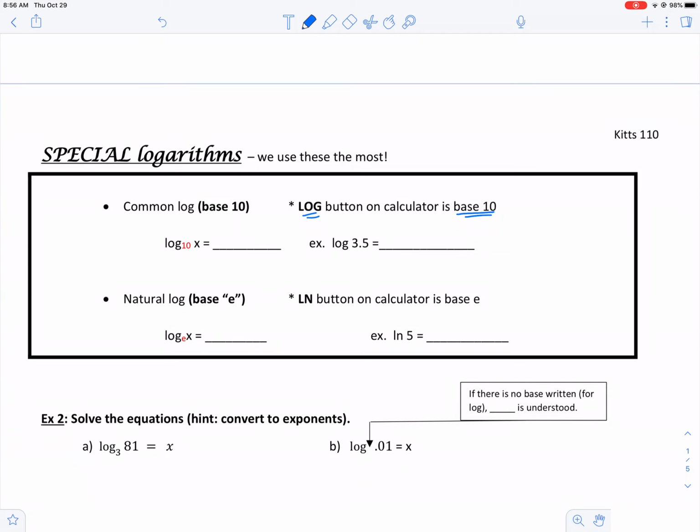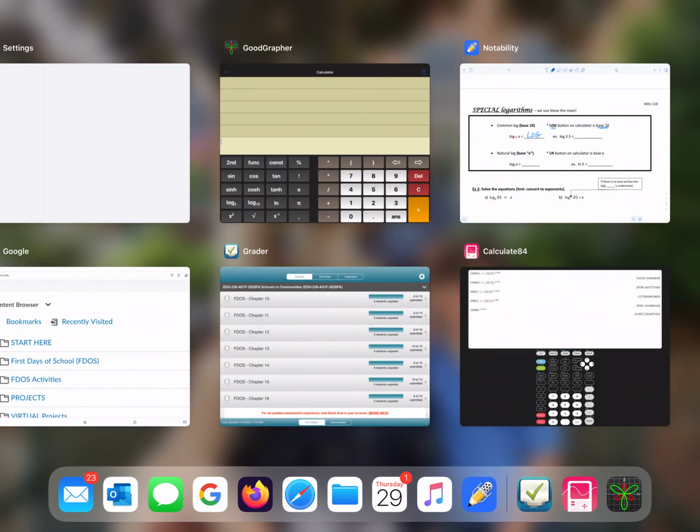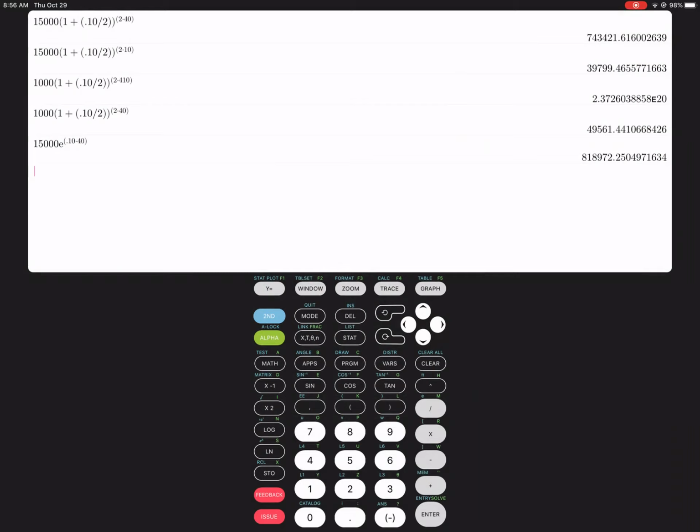So all you're going to do is put that in, oh, that's just the log. Log base 10 of x is the log button on your calculator. So if you want to do the log of 3.5, it's really easy. Let's see if I can pull that calculator back up. Yep. So you're going to have the log of 3.5. And there it is.